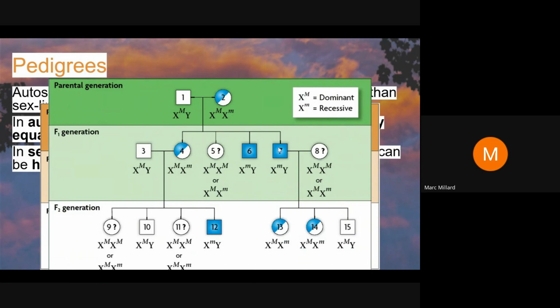And then you can see here that it's mostly only males that are getting it. The females can be carriers because they can have these little m's for whatever this trait is. But every once in a while, a male will get that recessive trait. And because they only have that one X chromosome, they're going to show that trait.